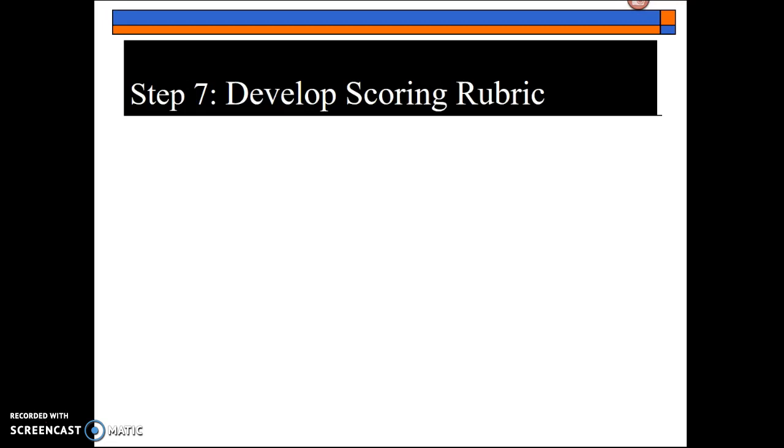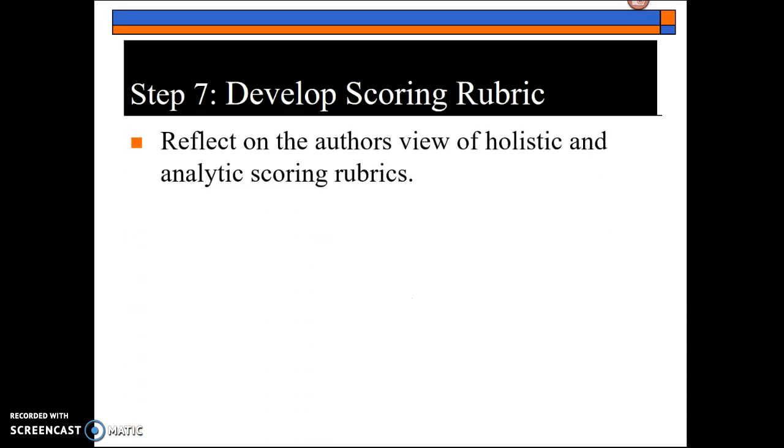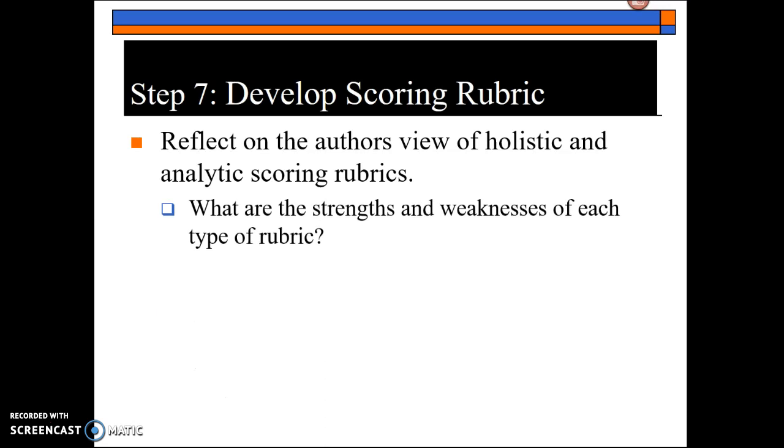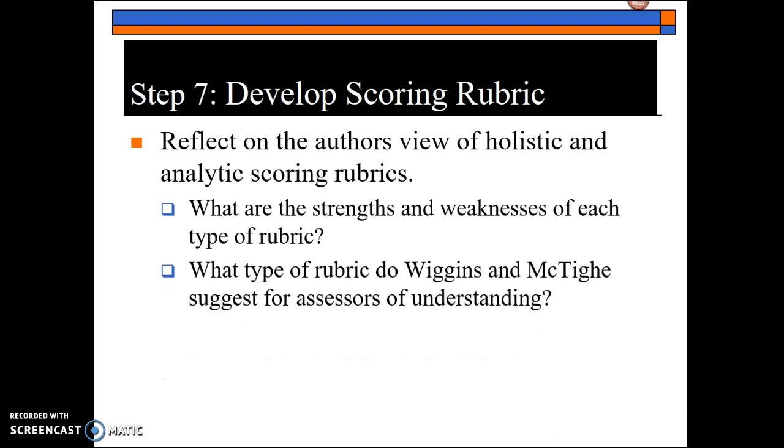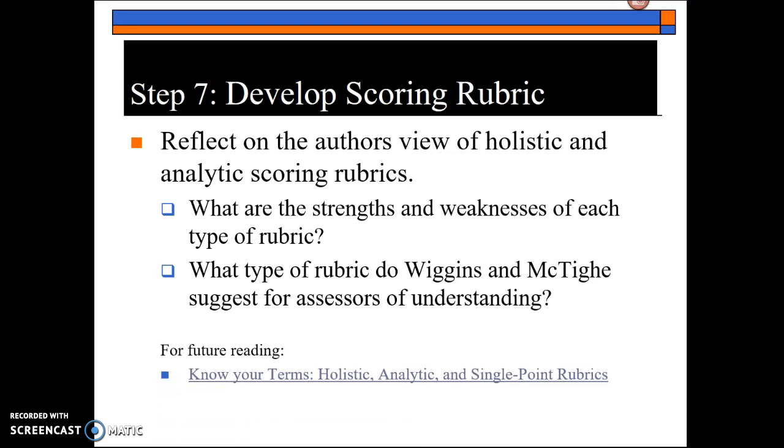So the last step is to develop a scoring rubric. In order to do this, you want to definitely make sure that you understand Wiggins and McTighe's understanding of rubrics, the strengths and weaknesses of each type of rubric. That's holistic and analytic. And then make sure that you use the analytic, which is suggested by Wiggins and McTighe. There is a little link here for future readings.